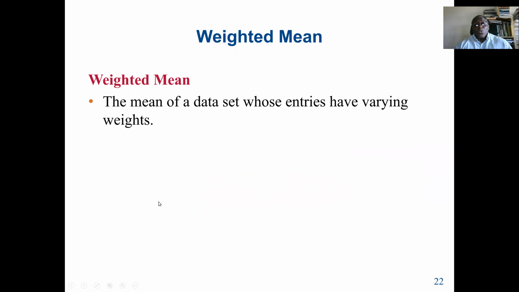Also, we have something called the weighted mean: a mean of a data set whose entries have varied weights. So we have an entry, but the weight of each entry varies. They are not the same. In the example we did, we were assuming the weights are the same because we didn't even consider the weight.